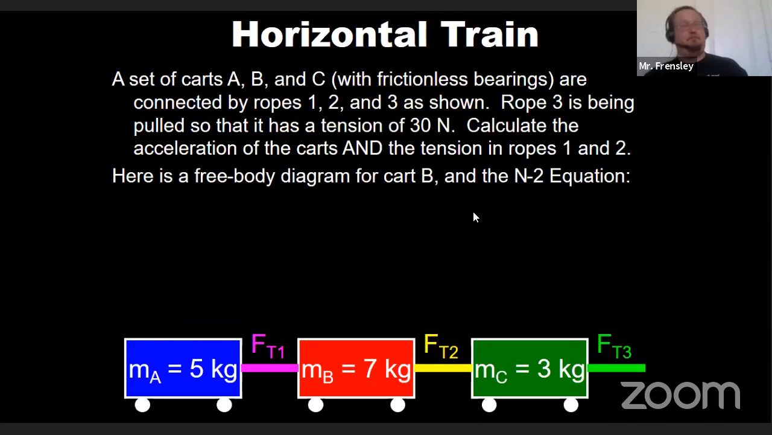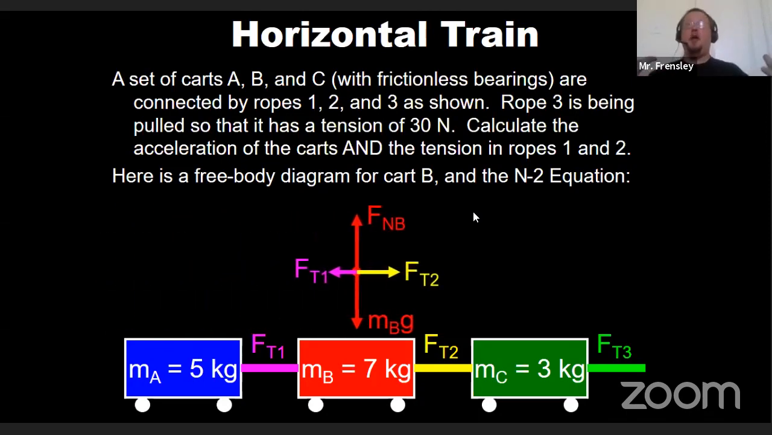So let's look at car B. Car B has force tension 1 pulling it back. So there's your action reaction pair. Cart A is being pulled forward by cart B using force tension 1. Cart B is being pulled backward by cart A with the same force tension 1. Same force, opposite direction.